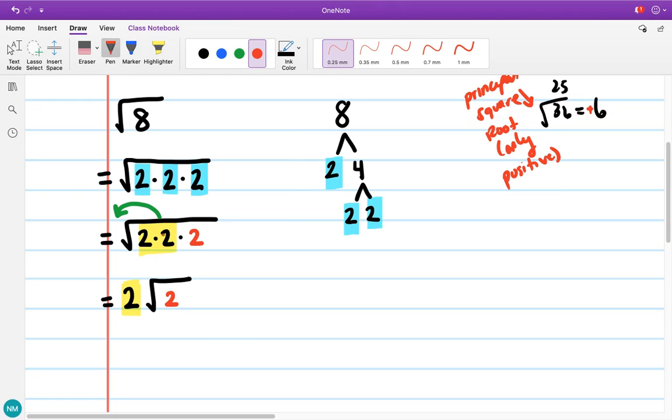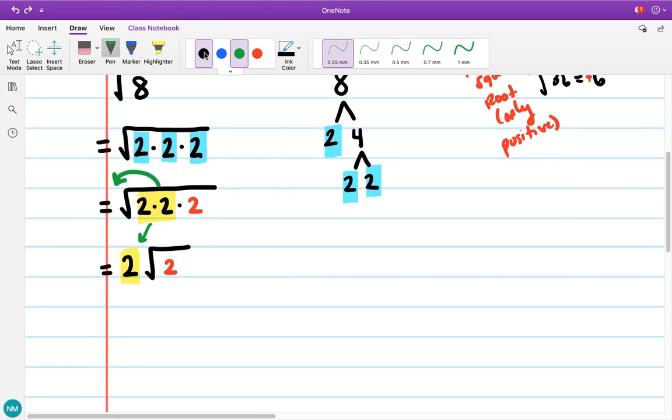2 times 2 is 4. The square root of 4 is 2. This is really saying the square root of 4, which is 2. Now, that is your final answer. I'm going to rewrite it here so it is less colorful: 2 root 2. So the square root of 8 is the same thing, simplified, as 2 root 2.